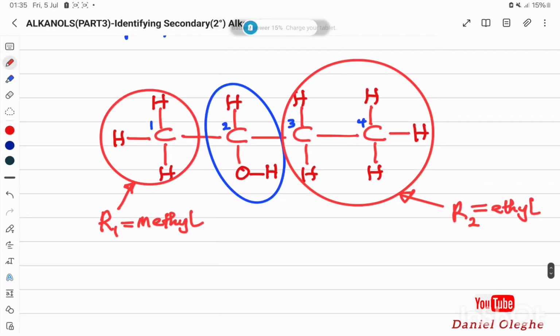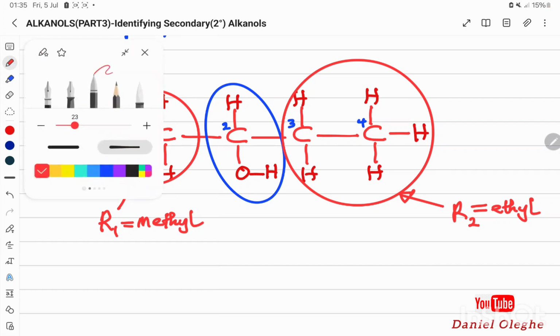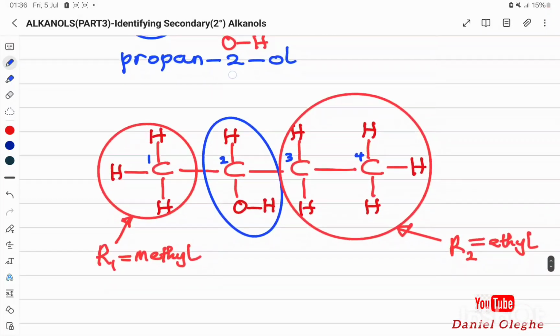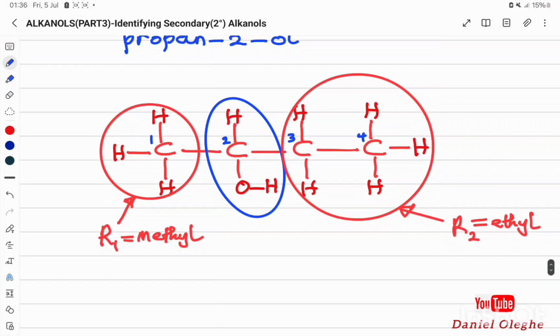So what's the name of this secondary alkanol? I'm going to teach you how to name alkanols. We are going to look at IUPAC naming of alkanols in the next video. Just stay tuned. Make sure you subscribe to the channel and turn on your notification button to have access to the remaining series of teachings on alkanols.